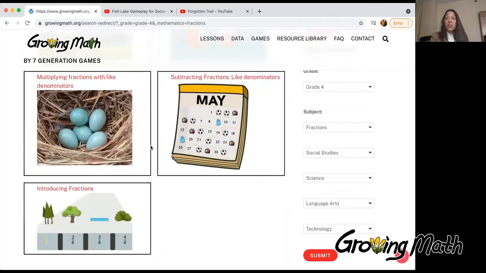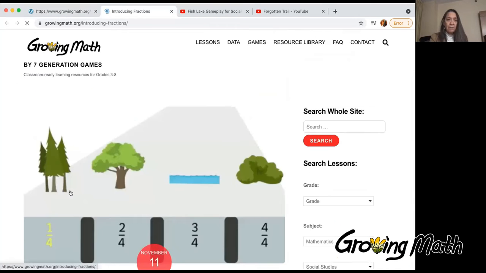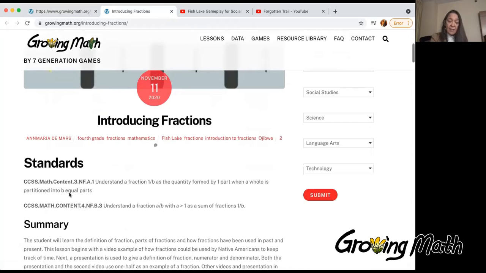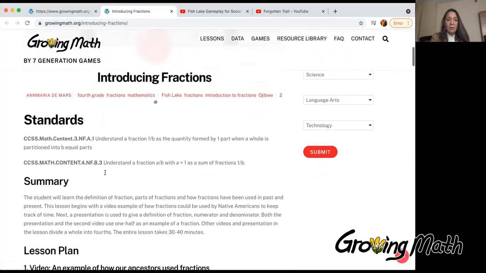Well, I'm just starting on fractions with this class, so I'm going to go to the introducing fractions lesson. And every lesson tells you what standards are taught. So the Common Core standards, there's a 3rd grade standard on exactly what is a fraction. It's always good to review at the beginning of your lesson.